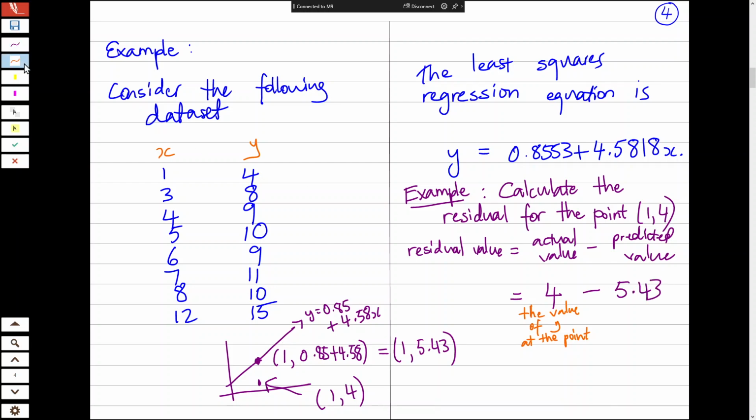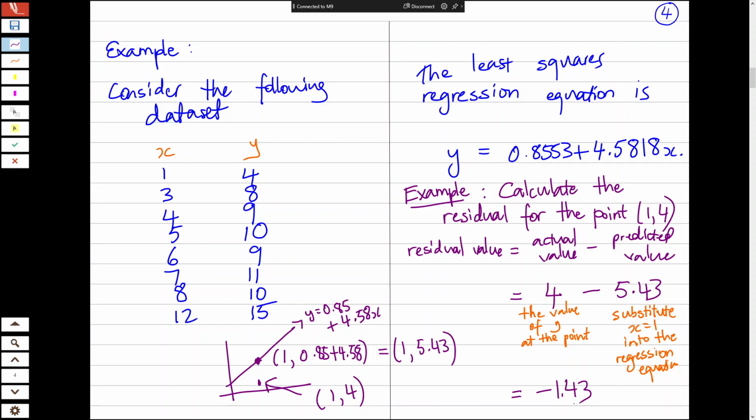So in orange, I will write substitute x equals 1 into the regression equation. That's what I've done here. We're still not done. We need to evaluate this number, minus 1.43. So if your point is below the line, the residual will be negative. If the point is above the line, the residual is going to be positive. Okay?